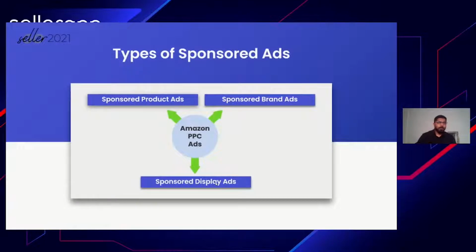Now, how do we do all this? By creating sponsored ads on Amazon. There are primarily 3 different types of ads that you can run. One is the sponsored product ads, one is the sponsored brand ads, and the sponsored display ads. As I earlier mentioned, we shall be focusing more on the advantages of the sponsored brand ads and sponsored display ads.